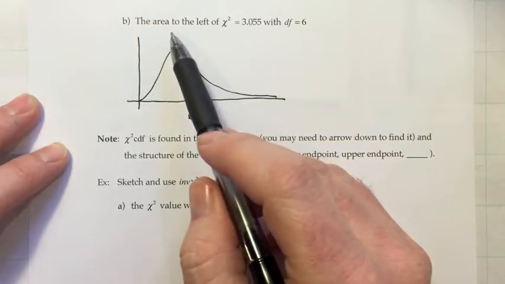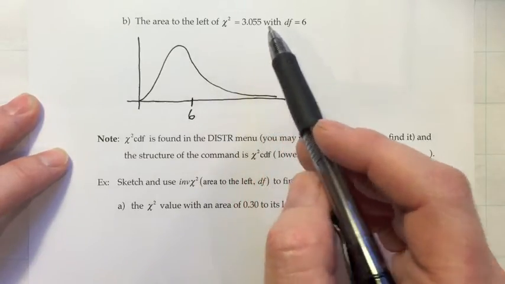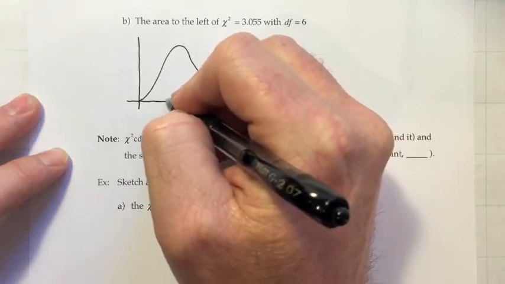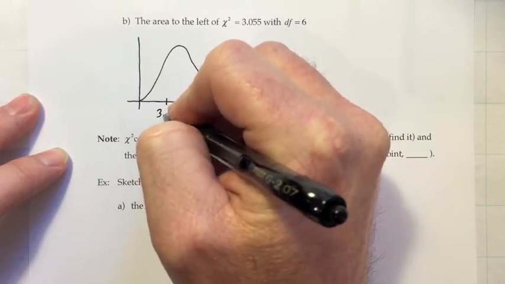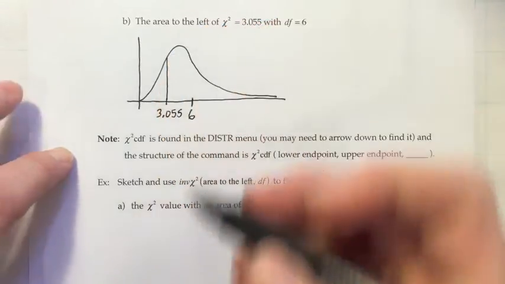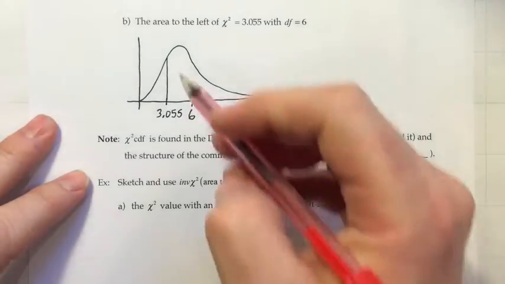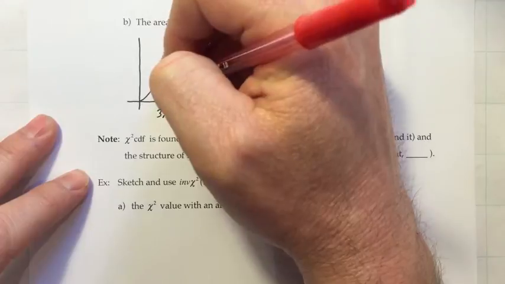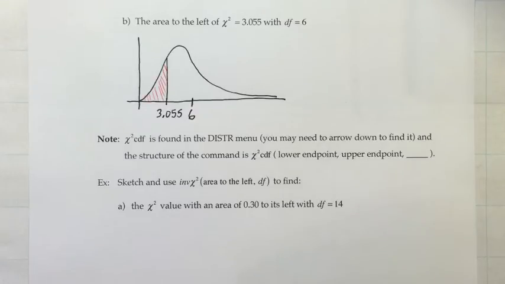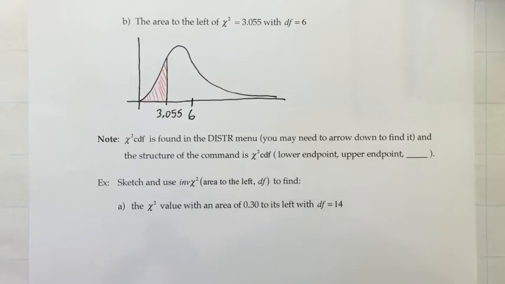And then they want to know the area to the left of chi-squared equals 3.055, so I want to put that on the picture. And I know the curve starts at 0, and this is 6, so 3.055 is right about in the middle, so I'll aim for that middle spot, label that as 3.055, and then I'll draw up from there until I hit the curve. And they want the area to the left of that, and typically that would be all the way to negative infinity, but we have to remember that on a chi-squared curve it starts at 0, so all the way to the left on a chi-squared curve means all the way to 0. So that's the area we want right there, and we will use chi-squared CDF to go ahead and find that.